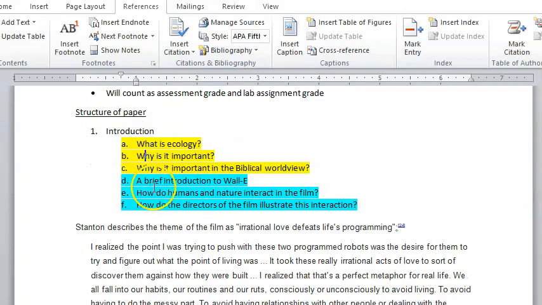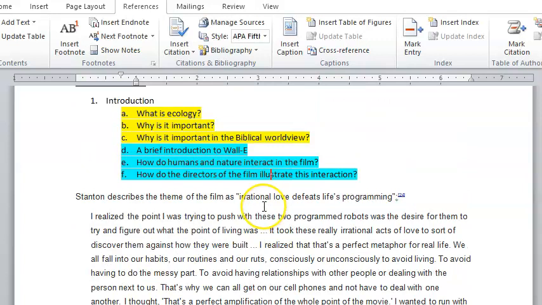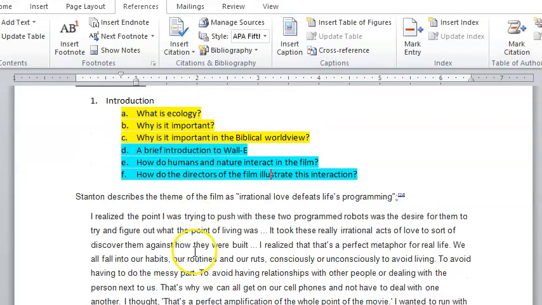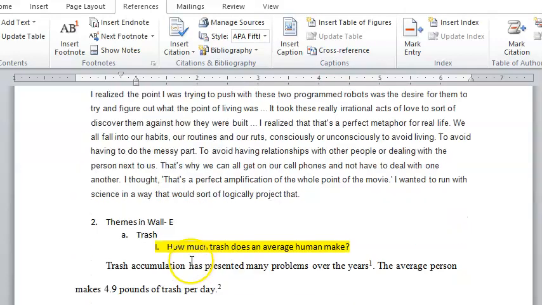So that's one paragraph. And then a brief introduction to WALL-E. What is WALL-E based on? When is it based? How do humans and nature interact in the film? And how do the directors of the film illustrate this interaction? If you look up any of that, remember you need to footnote. I'm looking for your own thoughts, your own rewording. But if you look up anything, that's fine. You just have to give credit where credit is due, because Turnitin will show me if you plagiarize, and that will result in many, many points off.